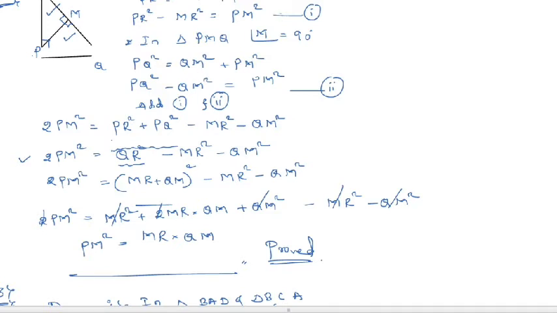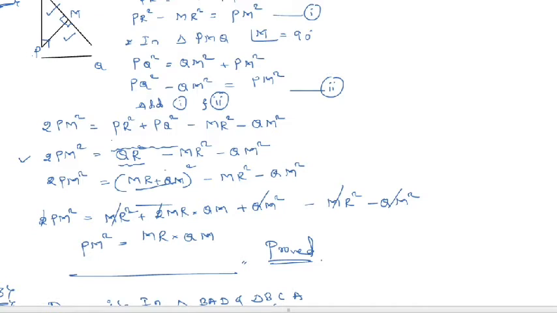Now, PR square plus PQ square value is what? PR square plus PQ square is equal to QR square. Now, minus MR square as it is, minus QM square. Now, 2 PM square is equal to QR square. QR is nothing but what? QR can be written as MR plus QM. So, QR can be written as (MR plus QM) whole bracket square. Then remaining these two terms as it is.